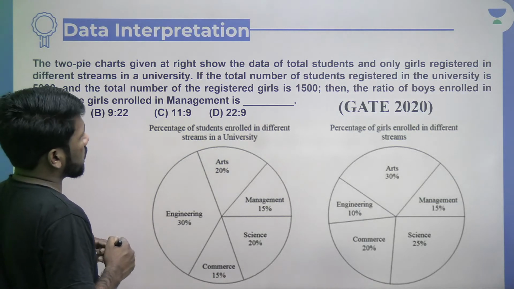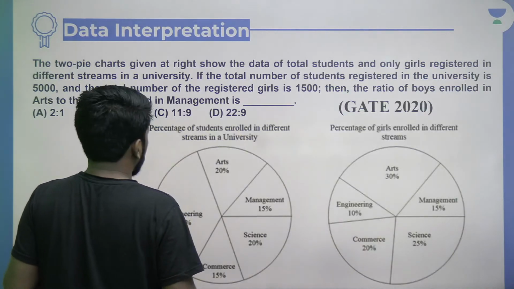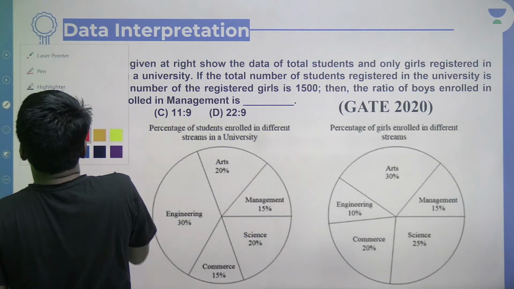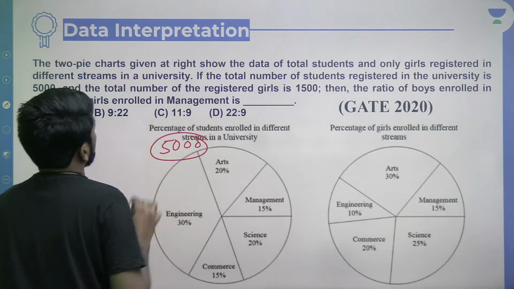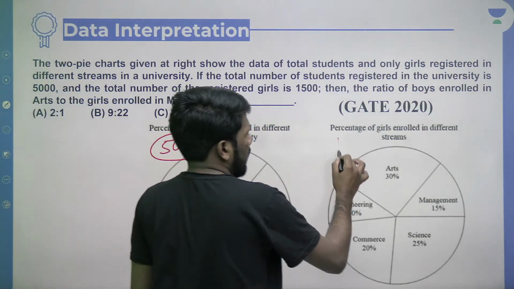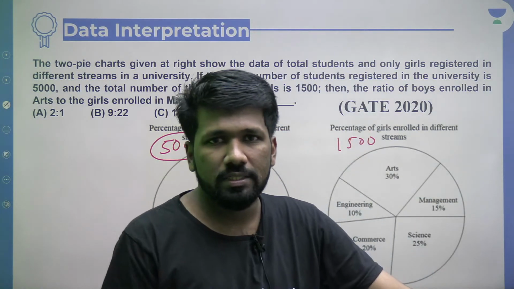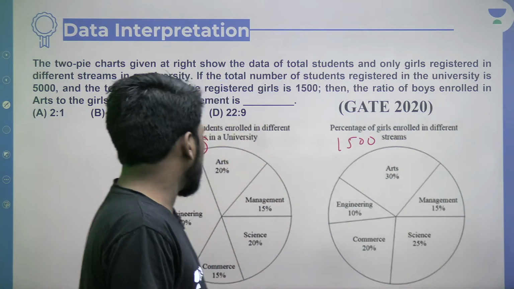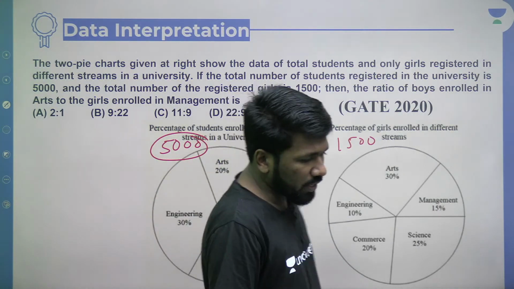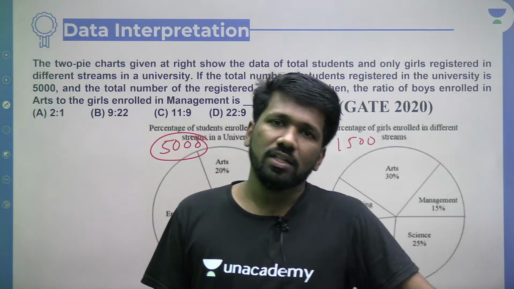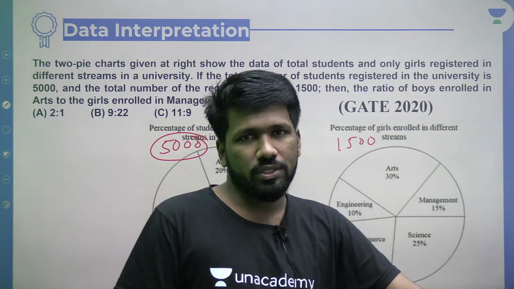If the total number of students registered in the university is 5,000, that means this is the distribution of 5,000 people. Total people in the university is 5,000 and girls is 1,500. So this pie chart is the distribution of 1,500 girls in this university. Is this much clear? If that much is clear, what you need? Ratio of boys enrolled in arts. The problem is the pie chart related to boys is not present in the question. Here you should assume that there are only boys and girls in this university.